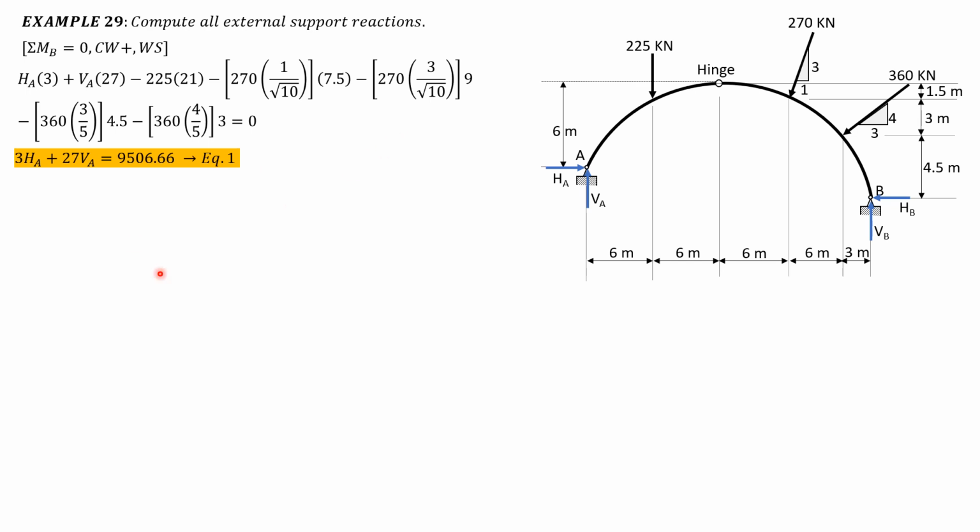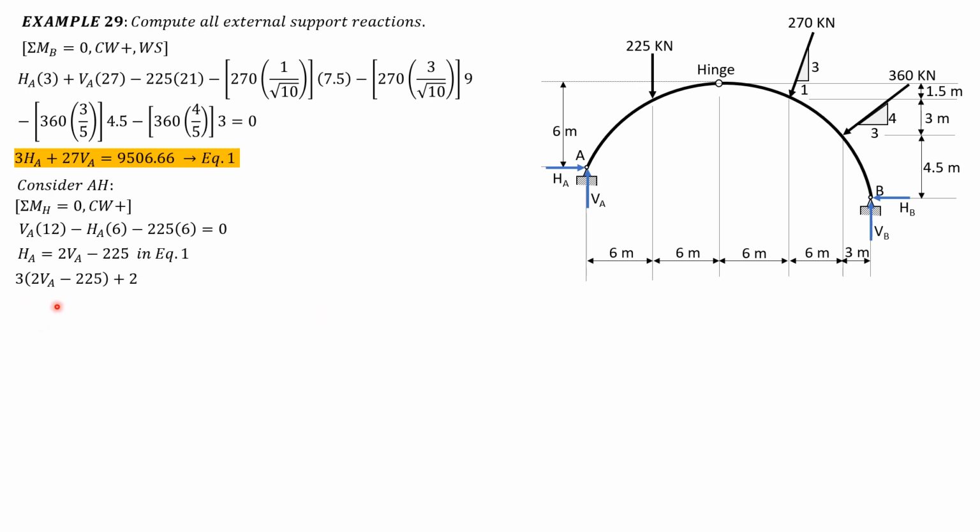Then considering only the portion A up to the hinge, imagine that we isolate this as a free body diagram. Then summation of moment about the hinge equals 0, clockwise as positive. So this is counterclockwise, so negative HA times 6 plus VA times 12, then minus 225 times 6 equals 0. Simplifying, HA equals 2 VA minus 225. Substitute in equation 1: 3 times quantity 2 VA minus 225 plus 27 VA equals 9506.66.